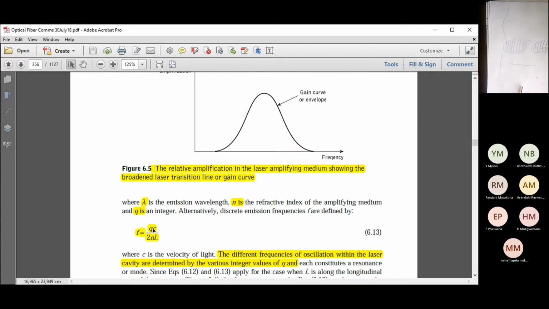Frequency is Q. Q is an integer value that you'll be given. So it's Q times C, the speed of light, divided by 2N times L. L is the length of the Fabry-Perot chamber. Do you remember the length, the distance between the mirrors? You tune the frequency by tuning their distance. You can tune the frequency of the laser.